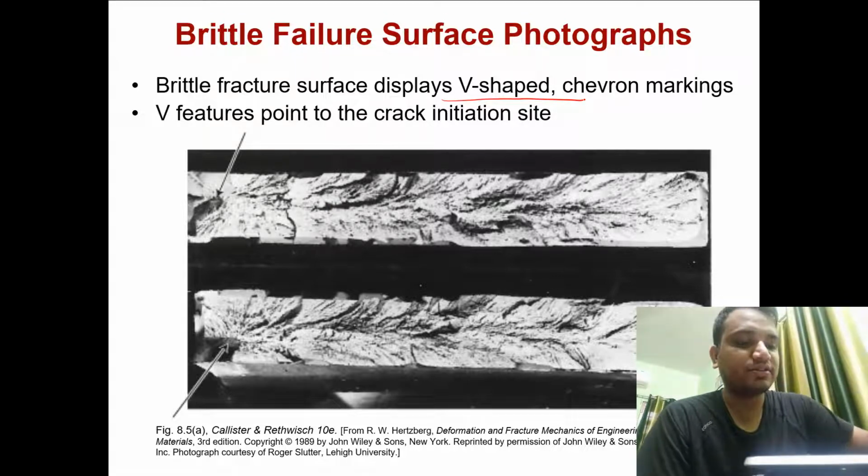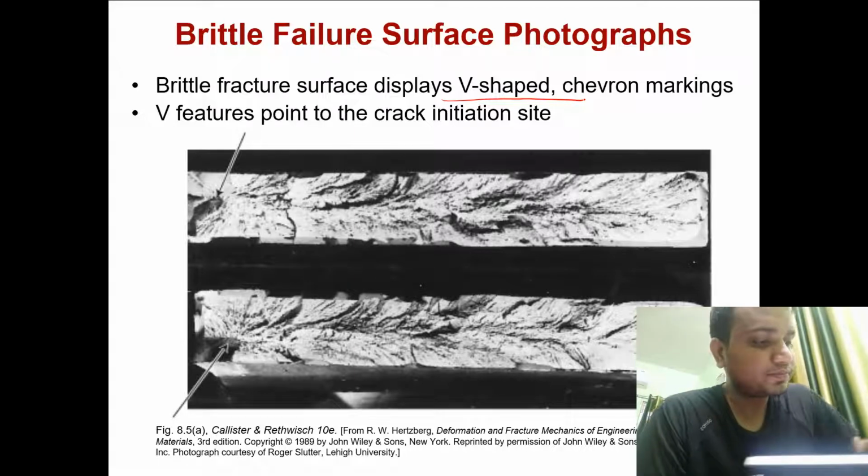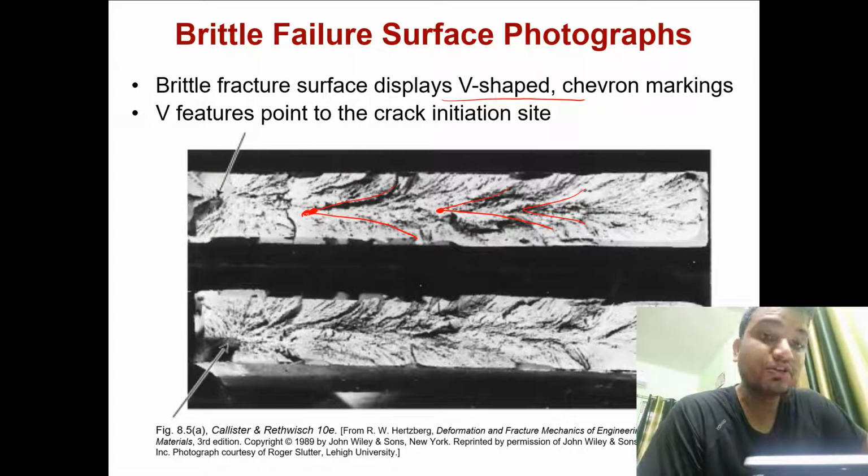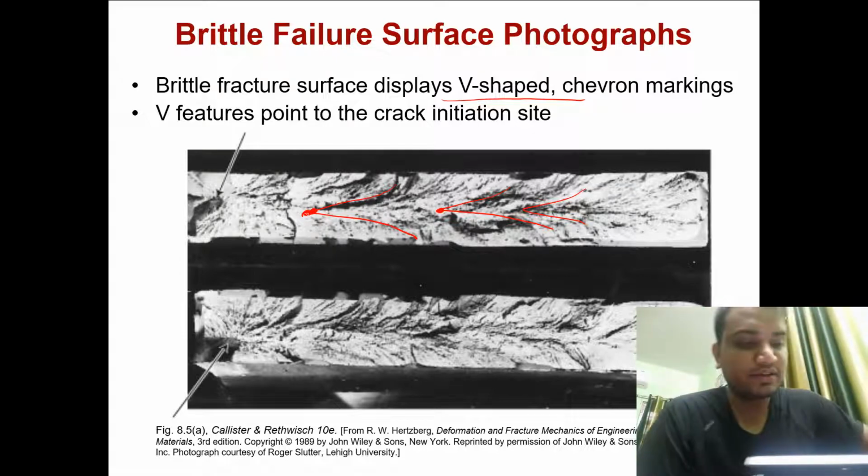Marking means, you can see here, this looks like something like this. These are something like this. So these points which are there, basically that denotes the location of the crack. Okay, so this is the first point where the crack initially is there.